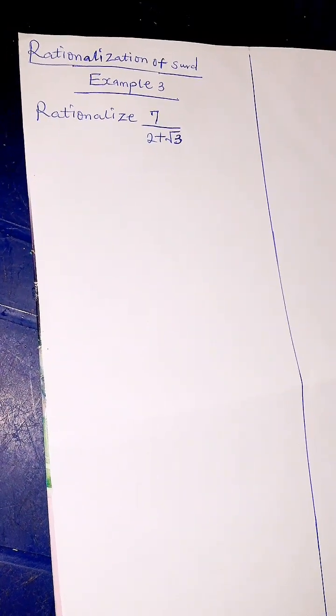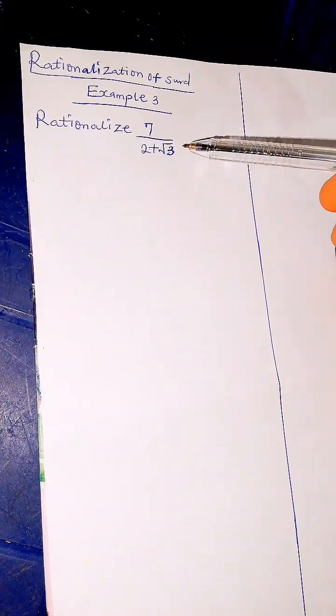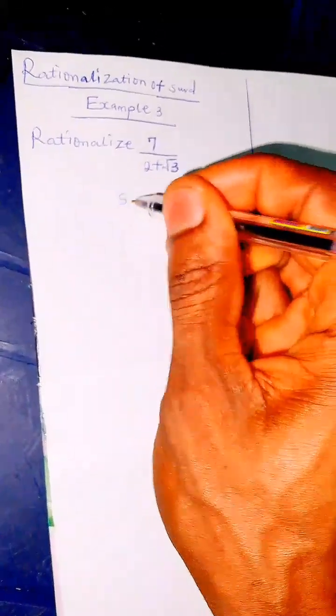In this video we are going to continue from our rationalization of surds. Right in front of us we have example 3. We are going to take a solution of this. Without wasting time, let's solve this. So we have a solution to this kind of question.